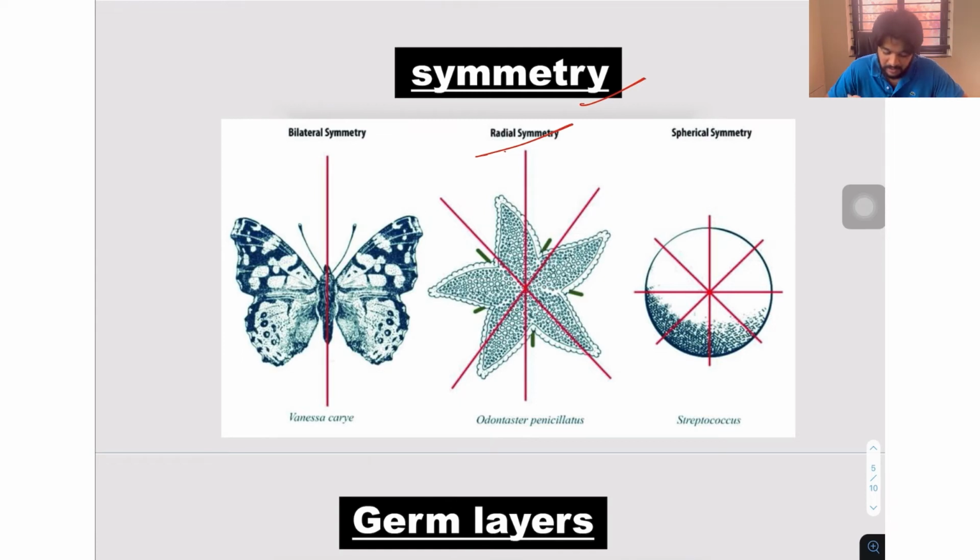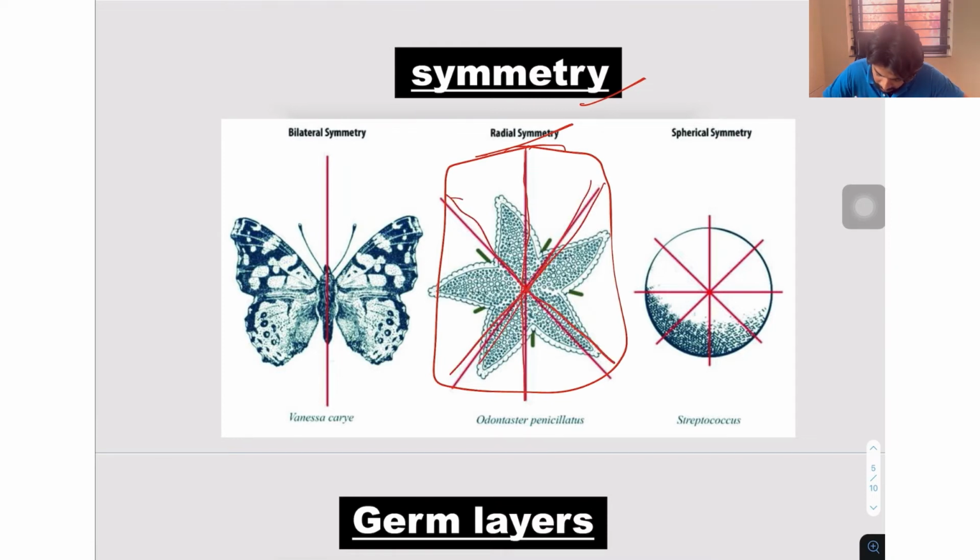There are some organisms where formation of two equal parts will take place when the organism is cut in any plane passing through the center. See here, the best example is starfish. I will not cut this organism in a single plane. I will cut this animal into different planes. I can cut into this plane, this plane, this plane, or this plane. In any plane I cut, the condition is it should pass through the center. If I get two equal parts, then such organisms are called radially symmetrical organisms.